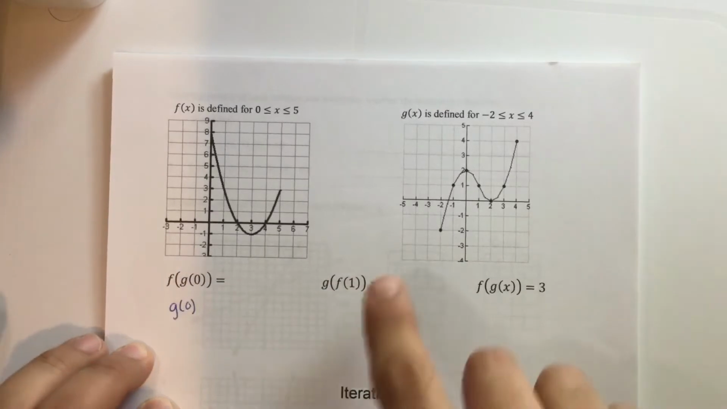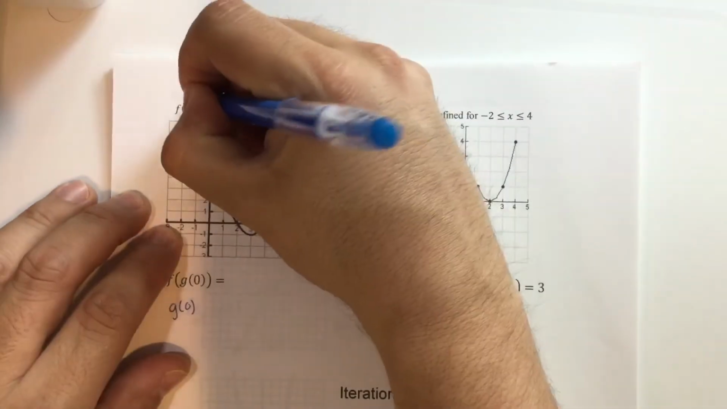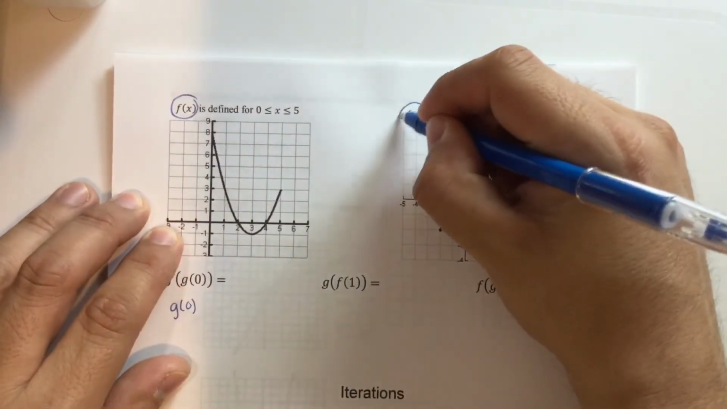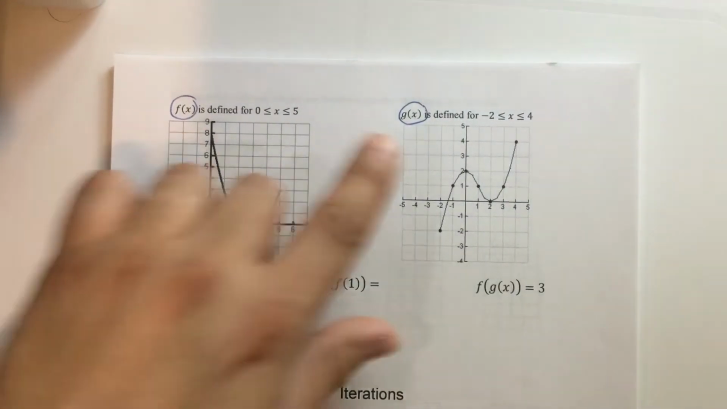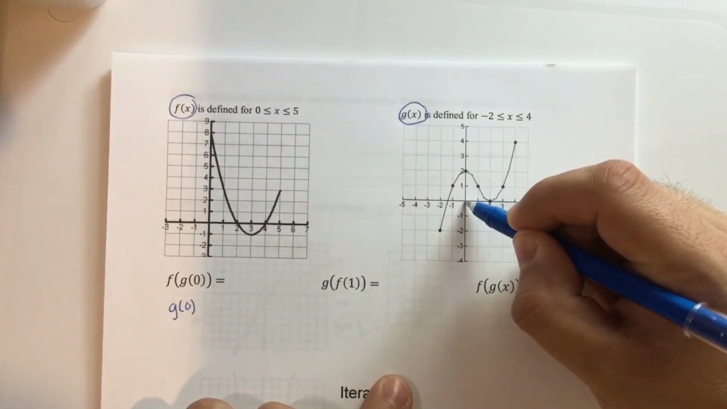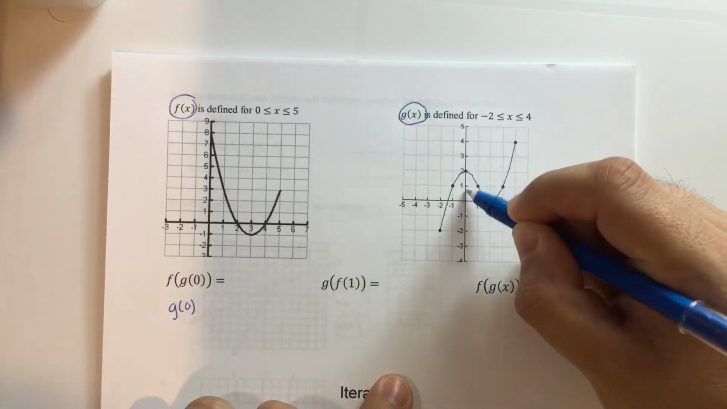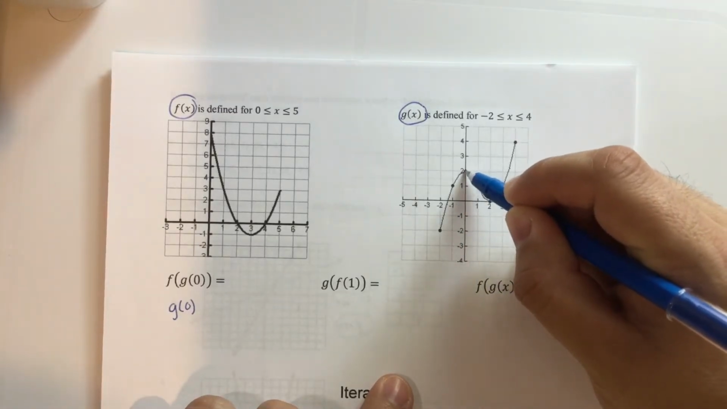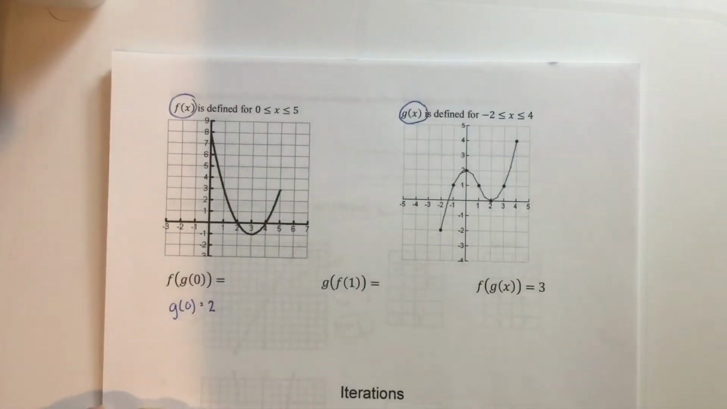Now do be careful, this is f of x, and this is g of x, so you do have to know that. So I'm going to circle it so we're aware that this is f of x, and this is g of x. So when I do g of 0, I don't use this graph, I use the one that has g. So g of 0 is right here. That's my x value, so I'm going to try to find my y value. If I go down, it doesn't touch the graph, but if I go up, it hits the graph right there at positive 2. So in this case, I know that g of 0 is 2.